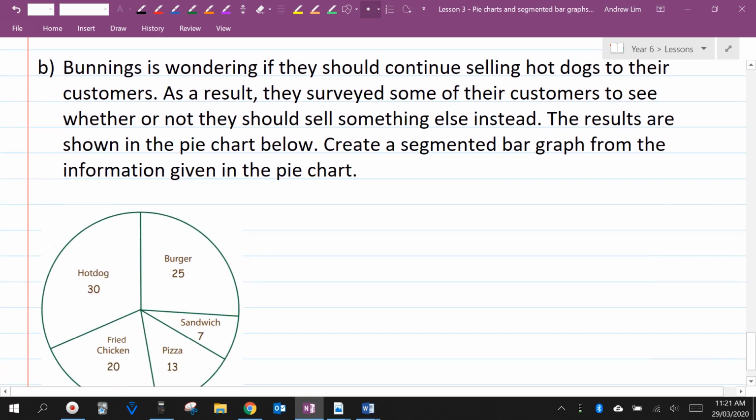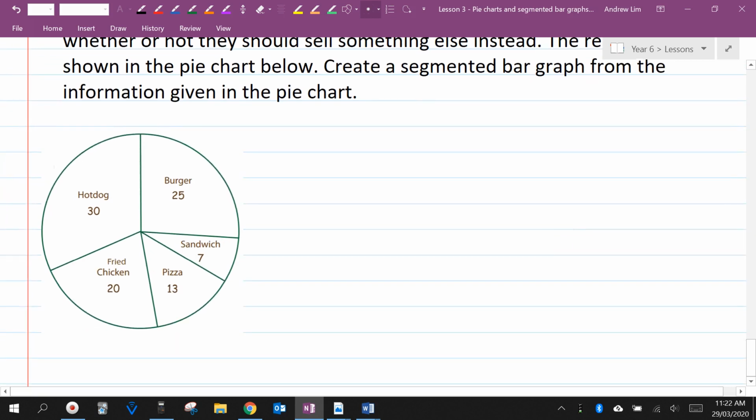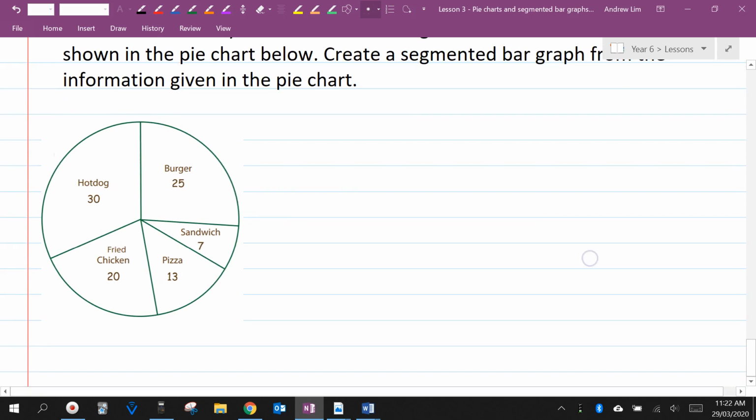Last question. Bunnings is wondering if they should continue selling hot dogs to their customers. As a result, they surveyed some of the customers to see whether or not they should sell something else instead. The results are shown in the pie chart below. Create a segmented bar graph from the information given in the pie chart. So what I want you to do is pause the video, have a go with this one yourselves, and when you're ready to continue playing the video, to check your answers, play the video.